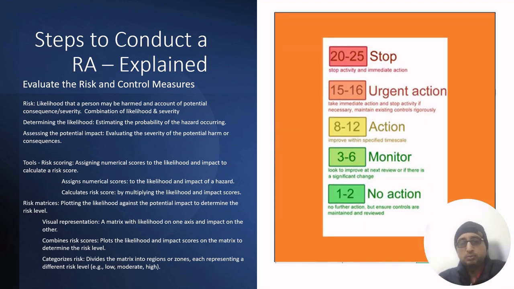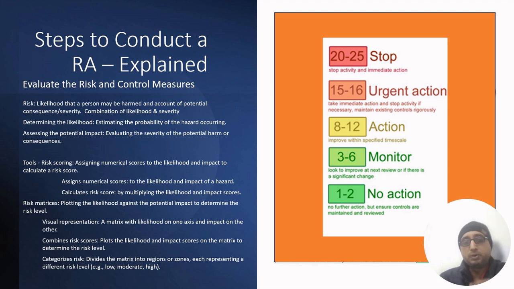So here you can just understand by saying that if your risk rating is 1 to 2, then no action is required. If the rating is between 3 to 6, then you have to monitor it. If your rating is between 8 to 12, then you have to take some actions, but you can carry on your activity at the same time, provided that you implement some interim controls, and along with them you apply longer term controls to ensure that your risks are permanently controlled.